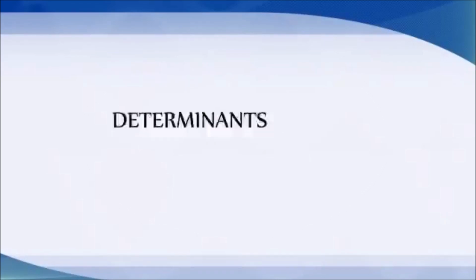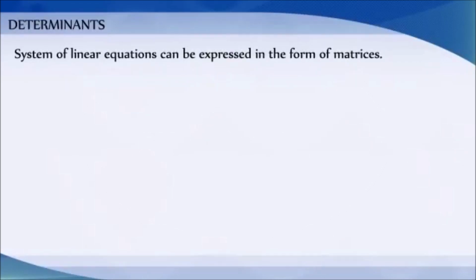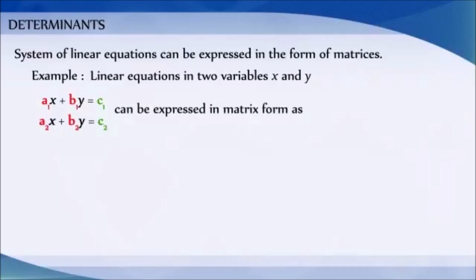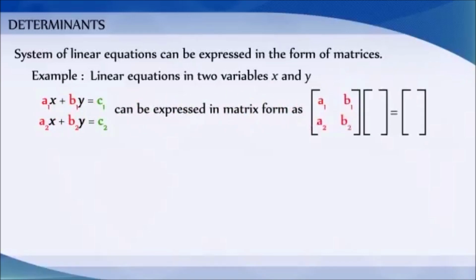Determinant. We learned that a system of linear equations can be expressed in the form of matrices. For example, linear equations in two variables x and y, say a1x plus b1y is equal to c1 and a2x plus b2y is equal to c2, can be expressed in matrix form as matrix [a1 b1; a2 b2] into matrix [x; y] is equal to matrix [c1; c2].